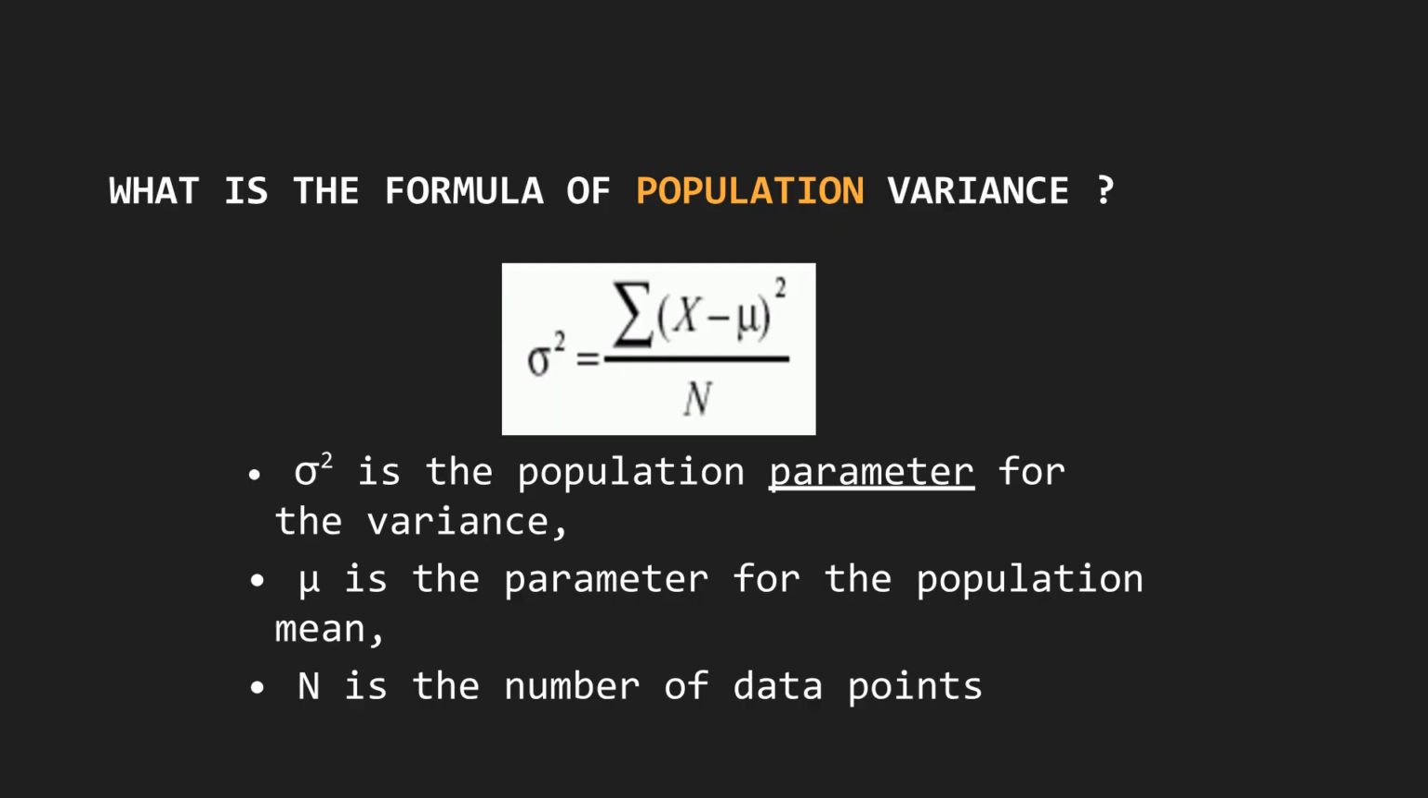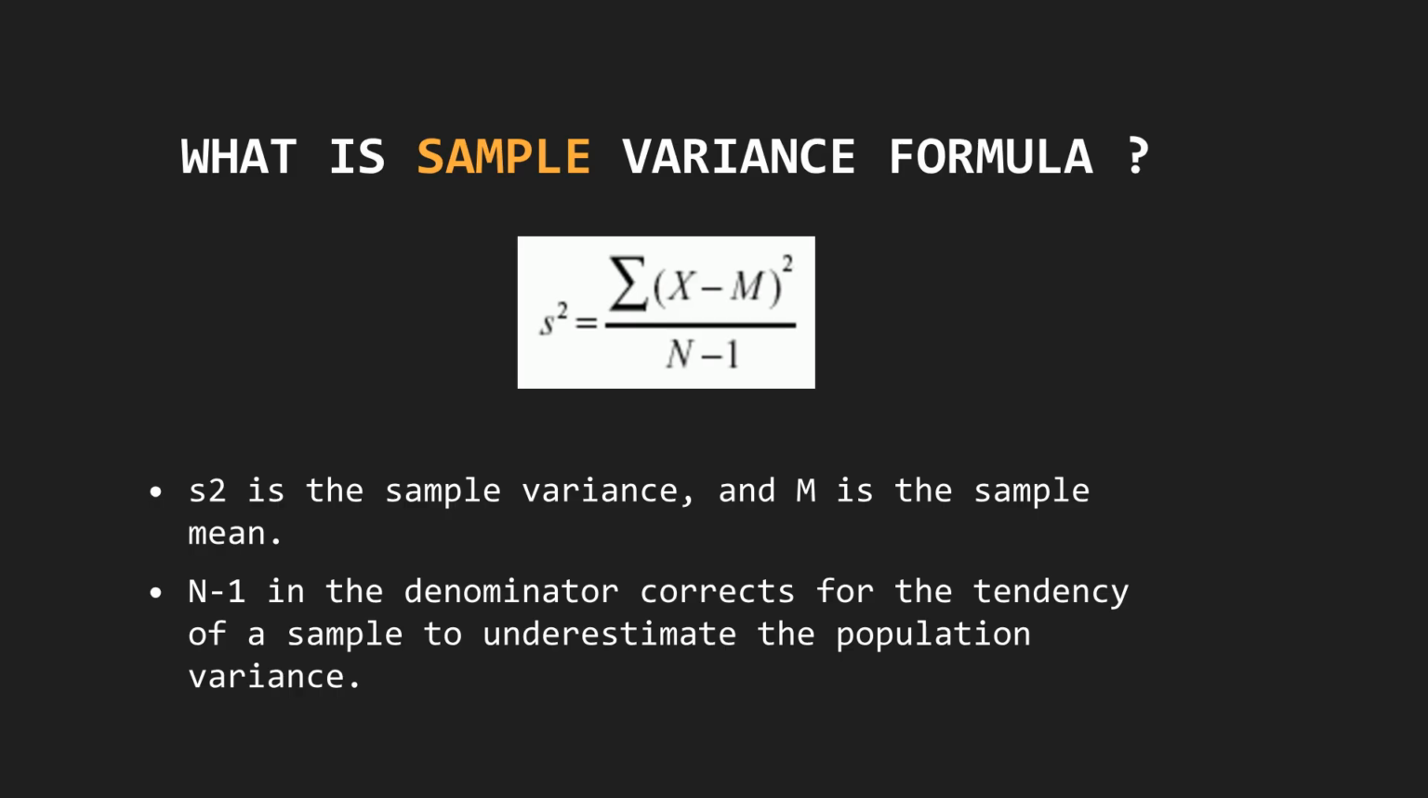observations. The formula for population variance uses sigma squared as the population parameter for variance, mu as the parameter for the population mean, and n as the number of data points. For sample variance, s squared is the sample variance, and m is the sample mean. The n minus 1 in the denominator corrects for the tendency of a sample to underestimate the population variance.